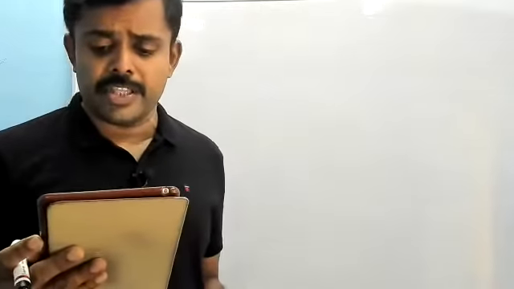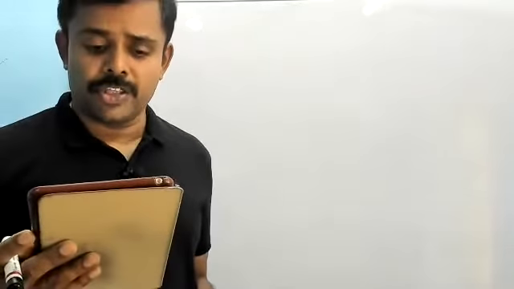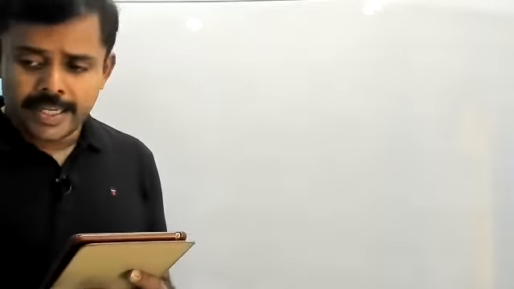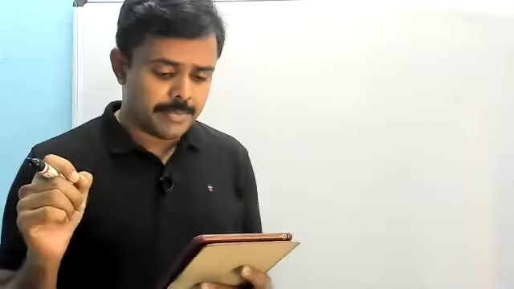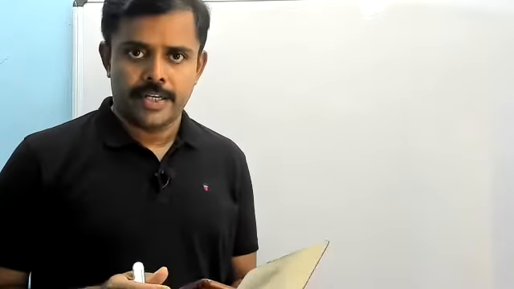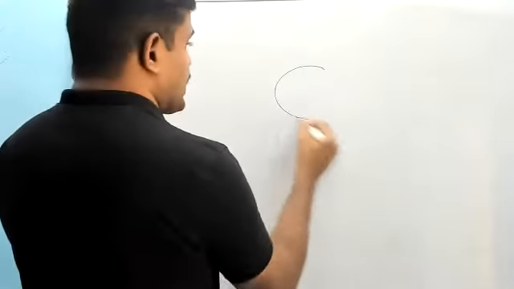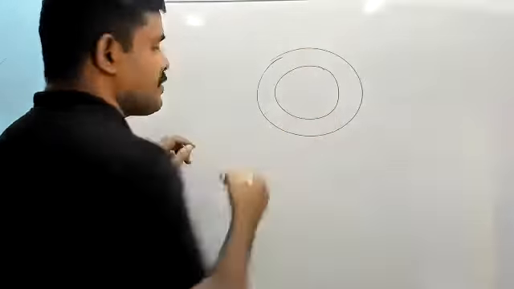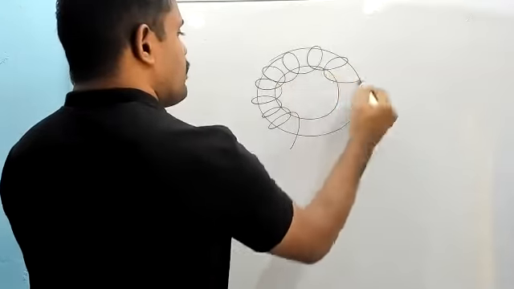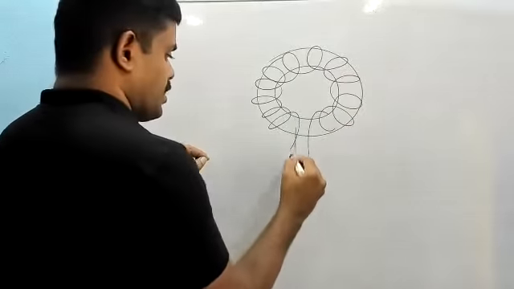Question 12: Magnetic field lines can be entirely confined within the core of a toroid, but not within a straight solenoid. What is a toroid? What is a solenoid? A toroid is actually a bent solenoid. This is how a toroid would look. It has coils wound over a circular ring core like this.